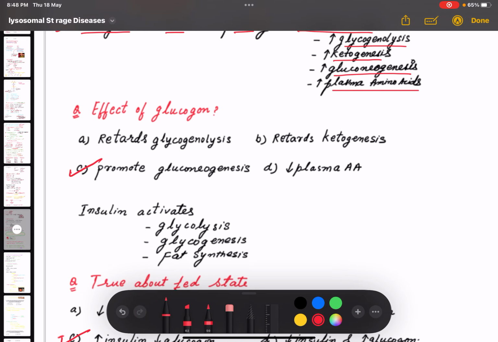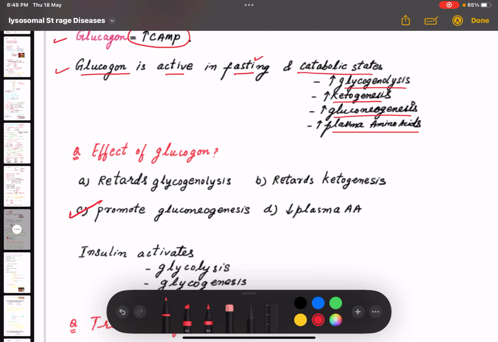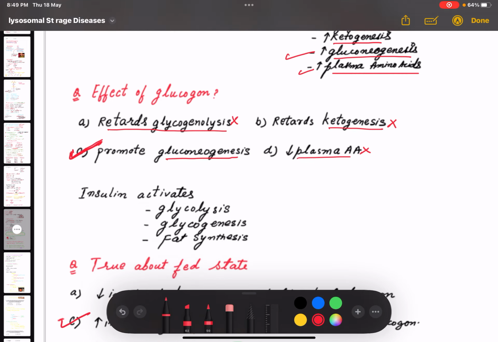Now here you have a question: what is the effect of glucagon? I have told you it is a catabolic hormone. The first option is retards glycogenolysis. No, it is not going to retard glycogenolysis, it is going to activate glycogenolysis. Therefore, this is not the answer. Retards ketogenesis? No, it is going to activate ketogenesis, formation of ketone bodies. Decreases plasma amino acids? No, I told you it increases plasma amino acids. Therefore, the answer will be it promotes gluconeogenesis. Yes, I have told you it increases gluconeogenesis. Therefore, the answer is already written here: it promotes gluconeogenesis.